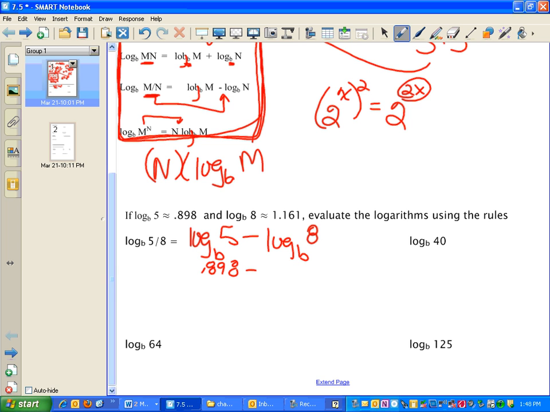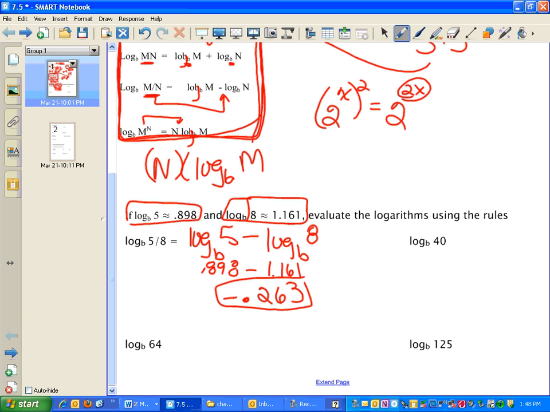0.898 minus 1.161. What is that? I'm giving them. It helps if you have these notes printed out. Yeah, it's right in front of you. Okay? So 0.898 minus 1.161 is what? Negative 0.266? Okay. Yep. You'll be given some, yeah.